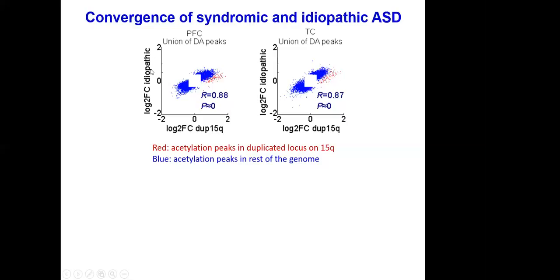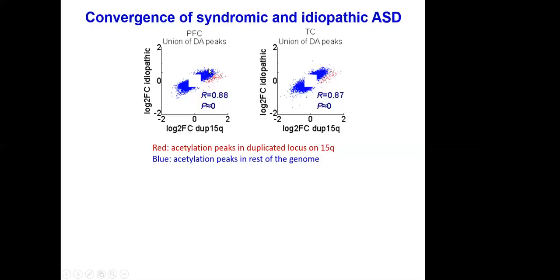One question, maybe might be very stupid, but can this be attributed to the duplication and association with autism, or could it be like any CNV which basically doesn't do a thing, which would give a similar signature? So look at the blue dots. The blue dots are not in the duplicated locus. Only the red dots are in the duplicated locus.